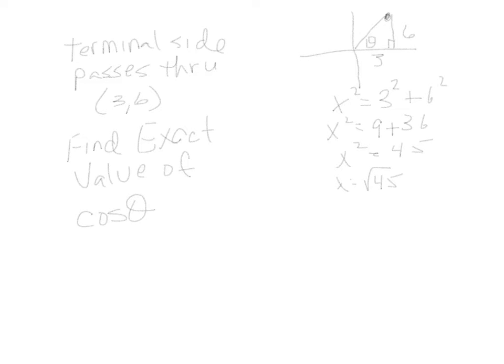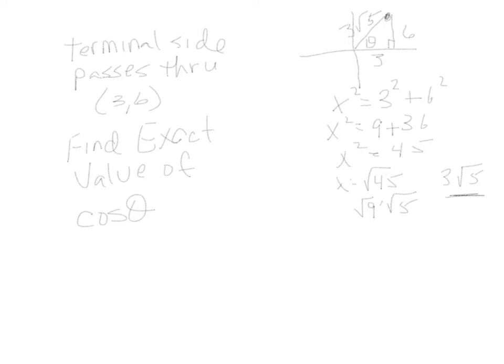Can that be simplified? Sure, we can break that down into two radicals. 9 times 5. Square root of 9 is 3 times radical 5. So this third side was 3 radical 5. So make sure that you're always simplifying your radicals. Now, once we have the third side, just like yesterday, answer your question.